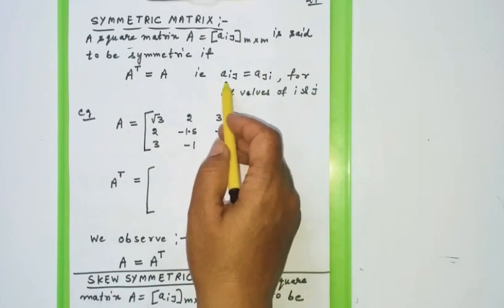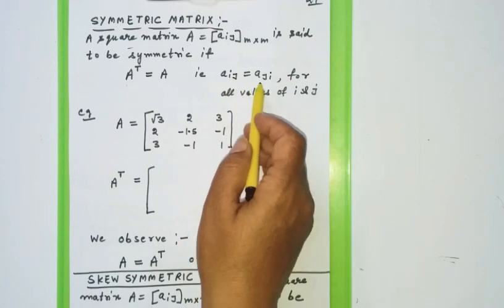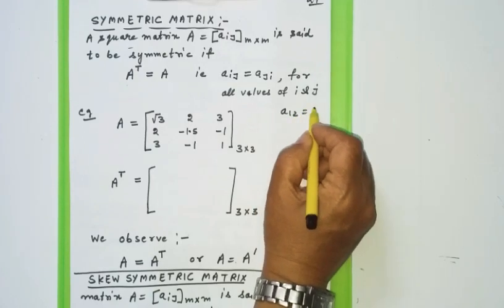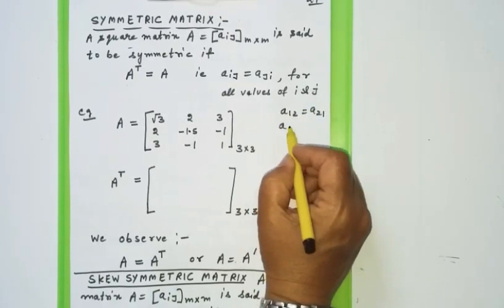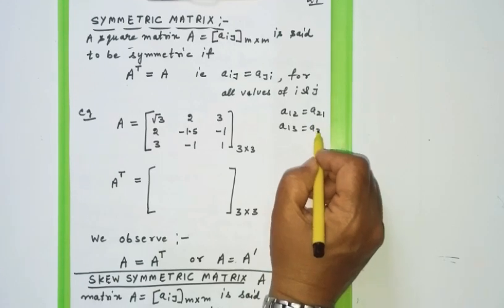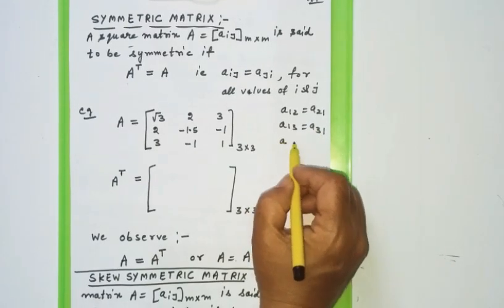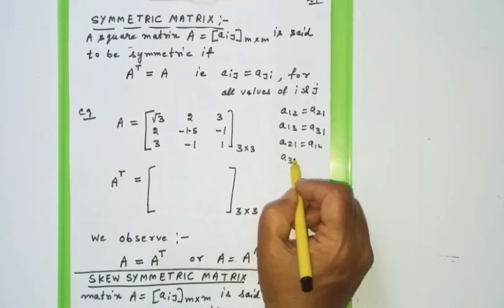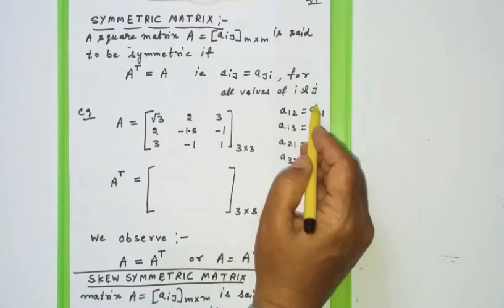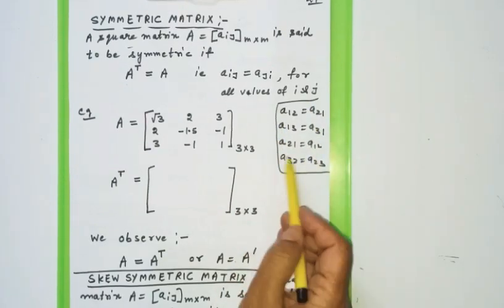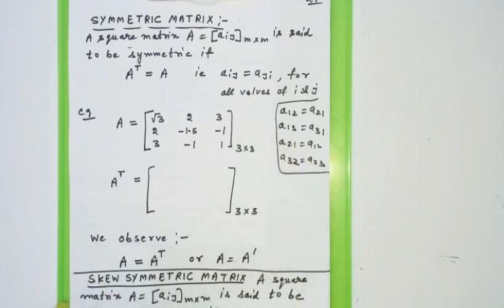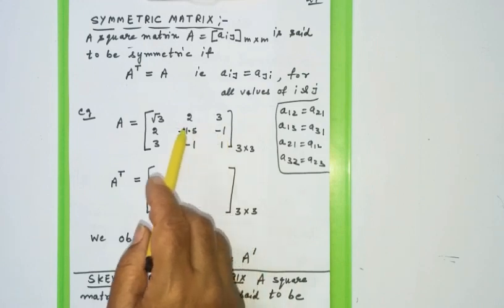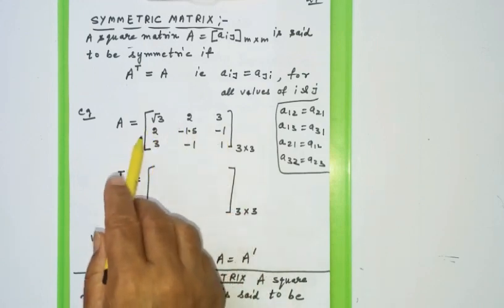It will be possible if Aij is equal to Aji. What does it mean? It means that A12 should be equal to A21, A13 should be equal to A31, and A32 and so on should be equal to A23. So and so on. If these elements are equal, then you call a matrix symmetric. But what about the diagonal elements? Diagonal elements can be anything, they can be any numbers.